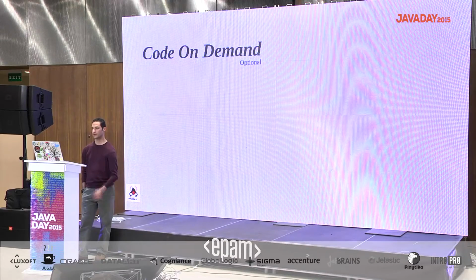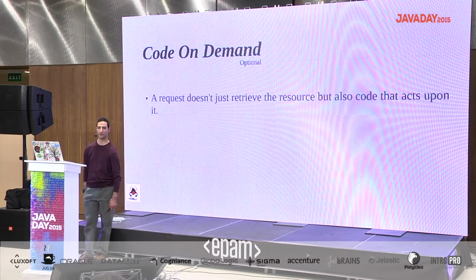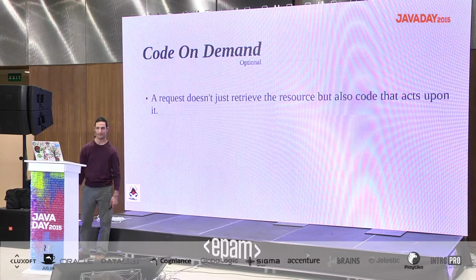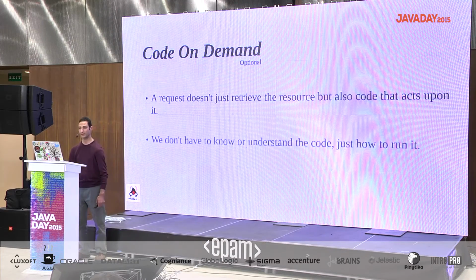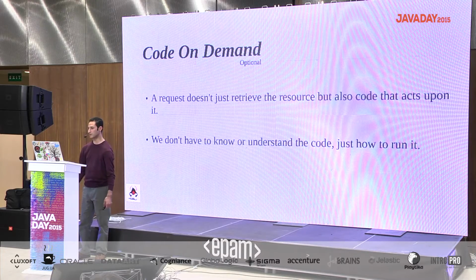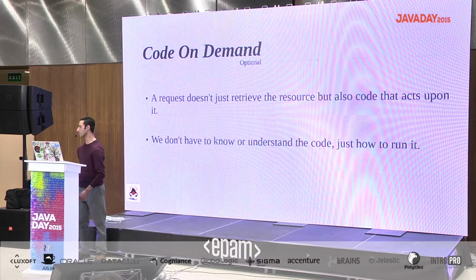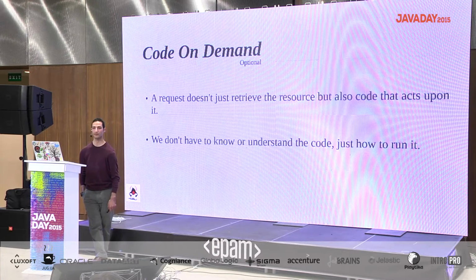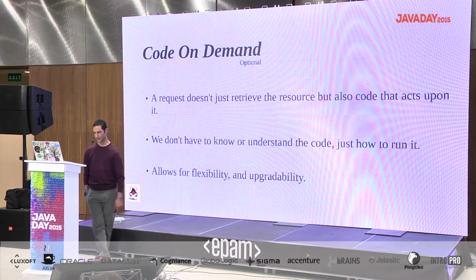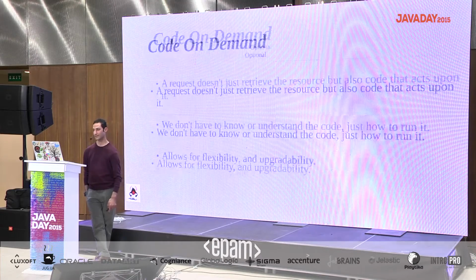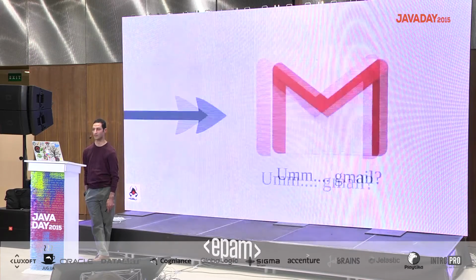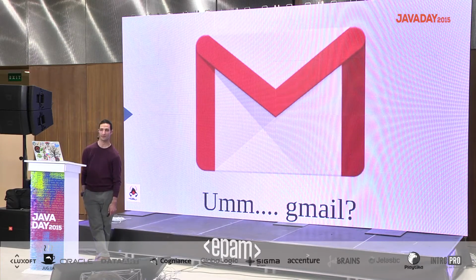Code on demand. There is a lot of debate on code on demand because you install the code on the client side. Oh no, this is a security issue, but Google provided it for a long time in Gmail, for example, which is private mail. A request does not just retrieve the resource, but also the code that acts upon the request to run it. We don't have to know or understand the code, just how to run it. That's it. It allows for flexibility and upgradability. Executing third-party code is a security nightmare, yes. But Gmail has done it for a long time.